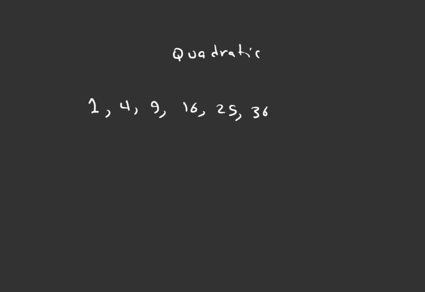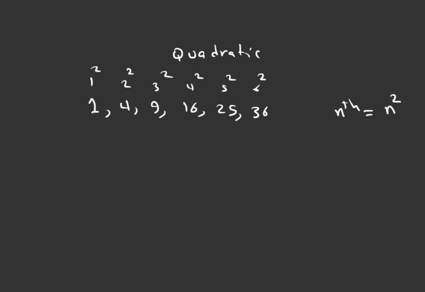So if we write the numbers 1, 2, 3, 4, 5, 6, we square the numbers to get this sequence. So the nth term for this sequence equals n squared. Because if I need the first term, 1 squared. If I need the second term, 2 squared. Third term, 3 squared. So the nth term for this sequence is n squared.